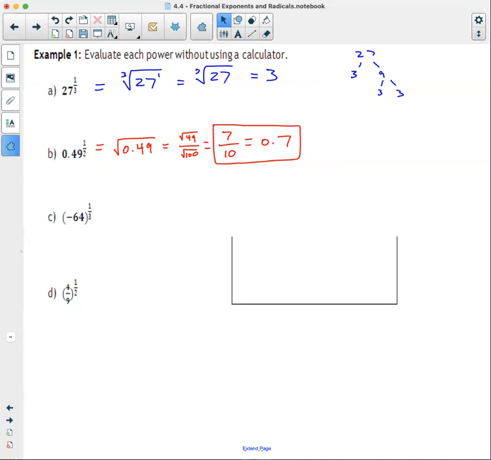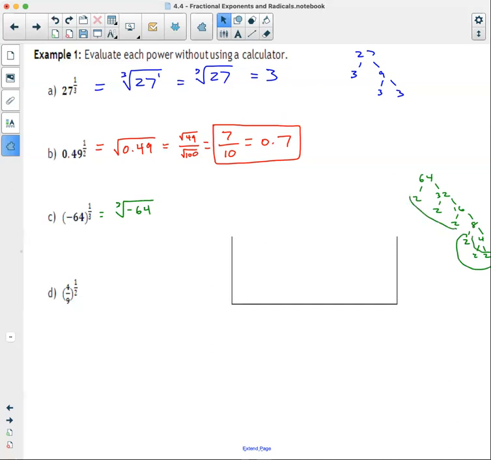Okay, so negative 64 to the exponent 1/3. So we're taking the cube root of the negative 64. Okay, let's do a factor tree for 64. So we got 2, 32, 2 and 16, 2 and 8, 2 and 4, 2 and 2. Okay.